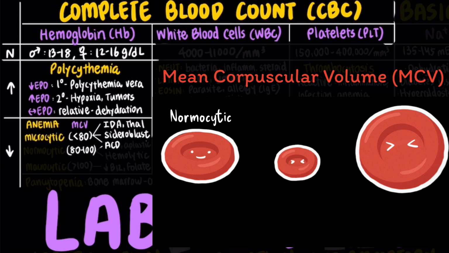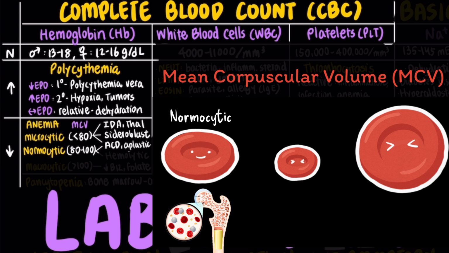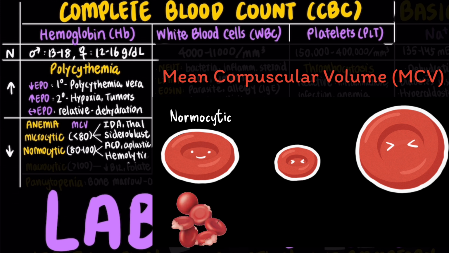In normocytic anemia, the MCV is between 80 and 100. The cells are the right size, but there just aren't enough of them. Common causes include chronic diseases like CKD or heart failure. Aplastic anemia, where the bone marrow fails to make enough cells. And hemolytic anemia, where red blood cells are destroyed too quickly.